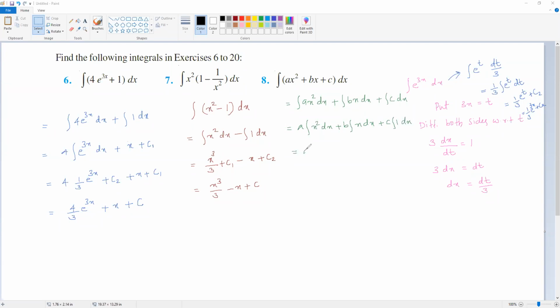Now a is a constant, integral x square, x to the power n, and the integral is x to the power n plus 1 by n plus 1. So it is x cube by 3 plus, the constant c1 we will give in the end, plus b into integral x, x to the power 1. It is x to the power 1 plus 1 by 1 plus 1, that is x square by 2, plus c into integral 1, x, plus constant of integration, say some capital C. That's the answer.